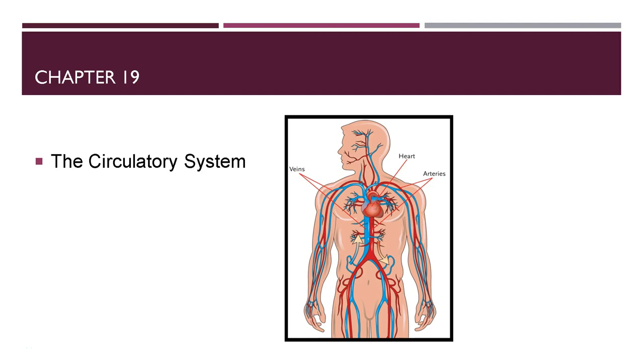Part 2 of Module 6, the circulatory system. The circulatory system is also known as the cardiovascular system. It's made of the heart, blood vessels, and blood. The heart is made of layers of muscle and serves as a pump for the system.